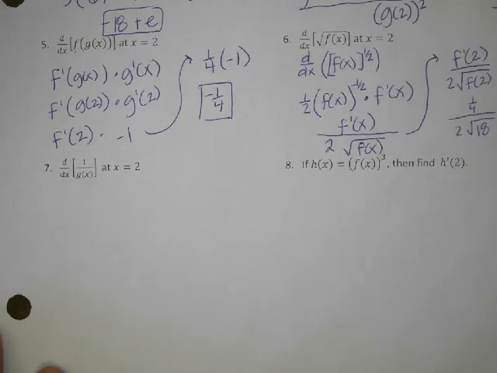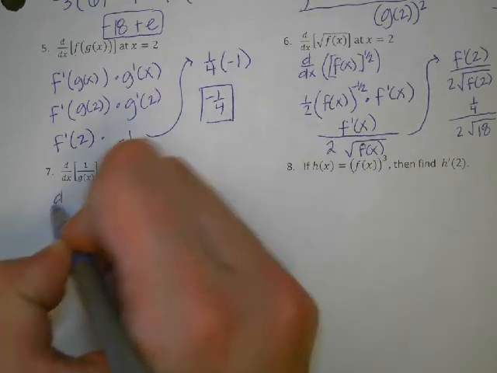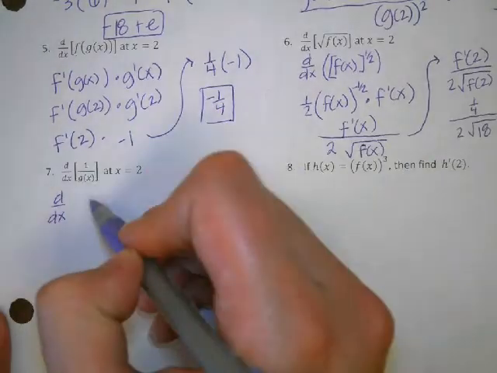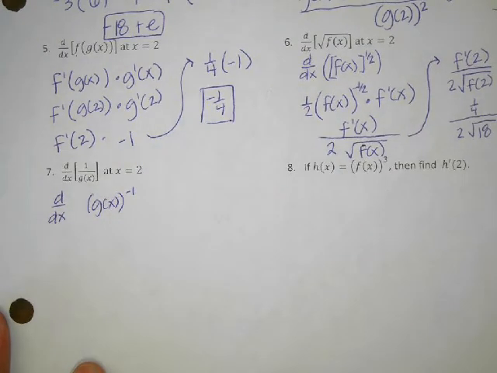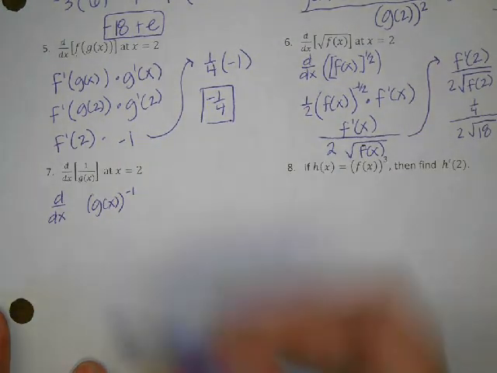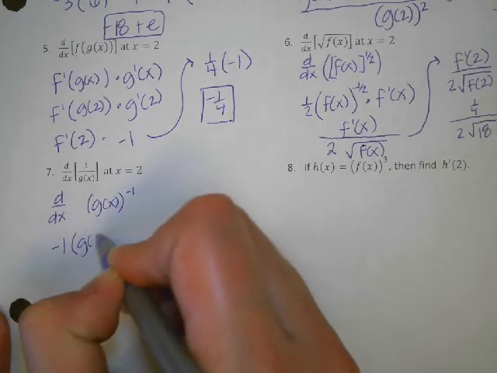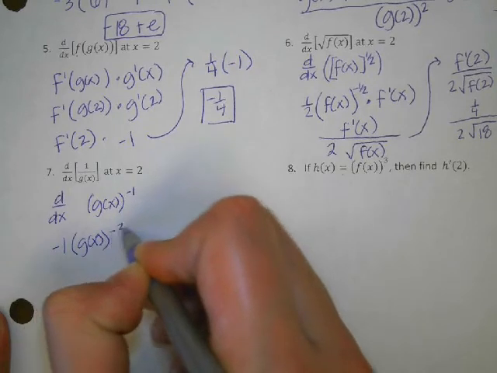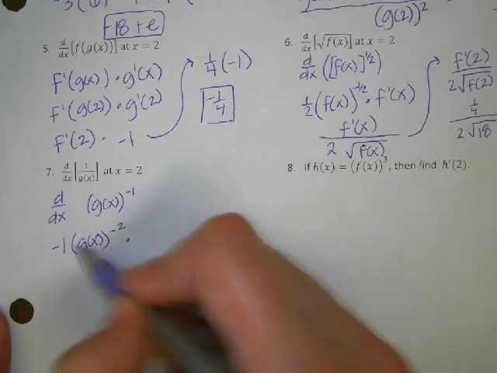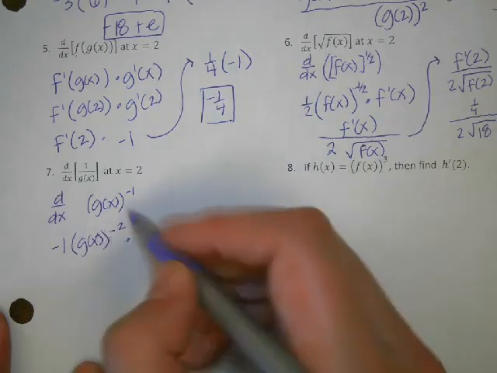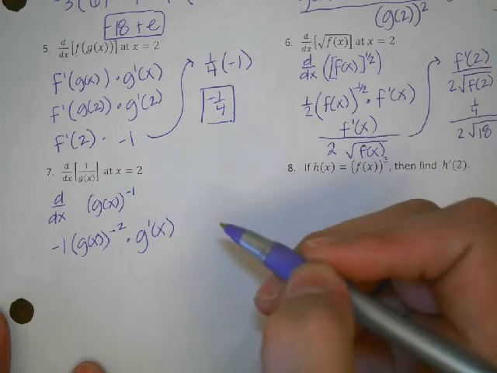Okay, this one is also a chain rule. So what I'm going to do is I'm going to rewrite this problem, and I'm going to call this g of x to the -1 so that I don't have to use the quotient rule with it. So when I do the derivative, that's going to be -1 times g of x to the -2. And then I kept the inside the same, and now I'm going to multiply by the derivative of the inside. So that's g prime of x.